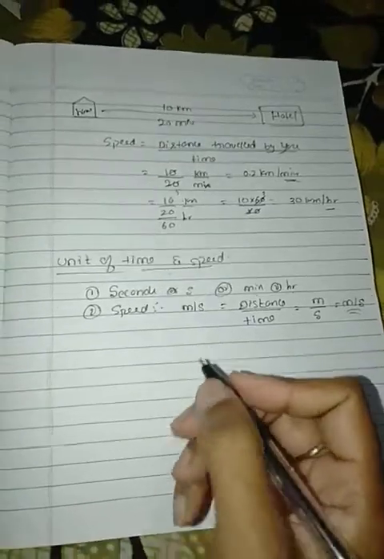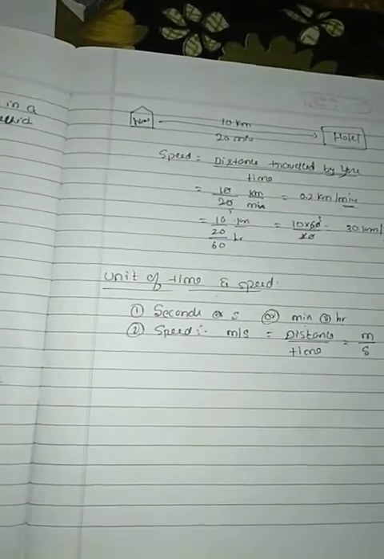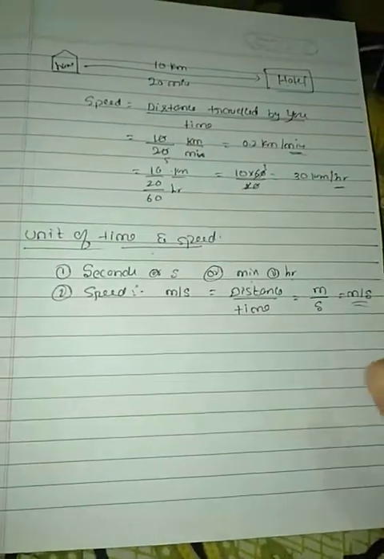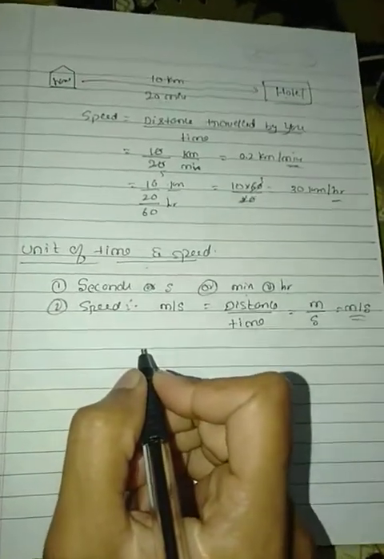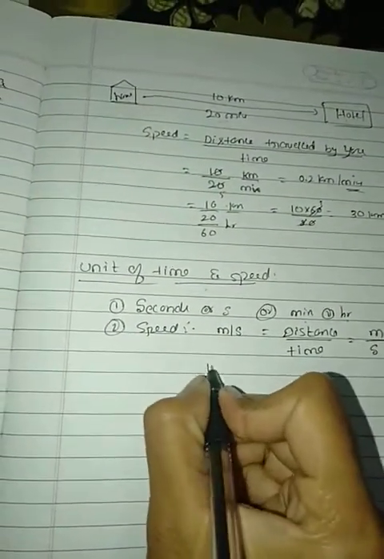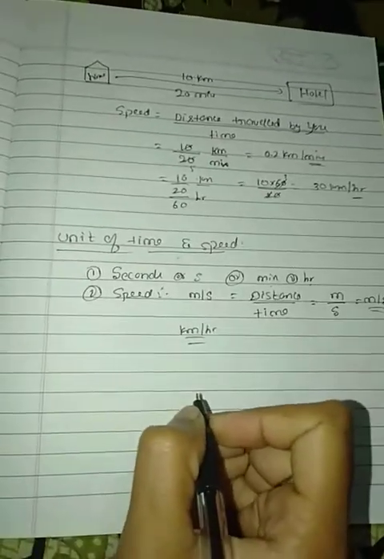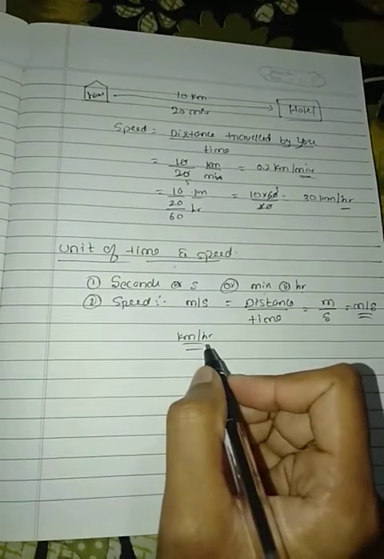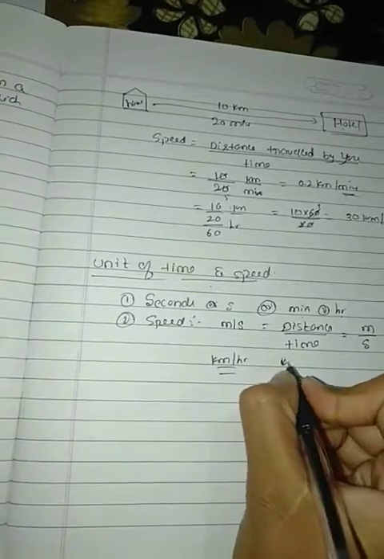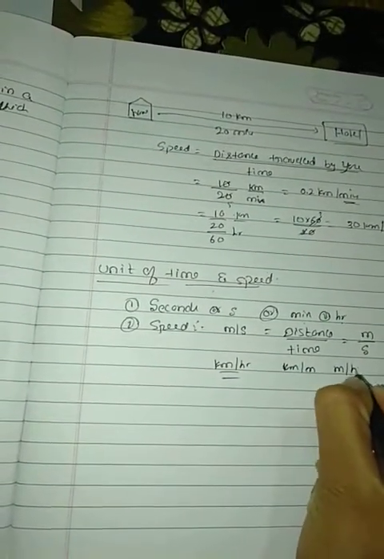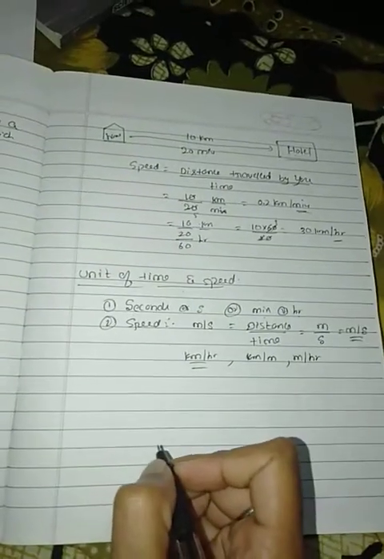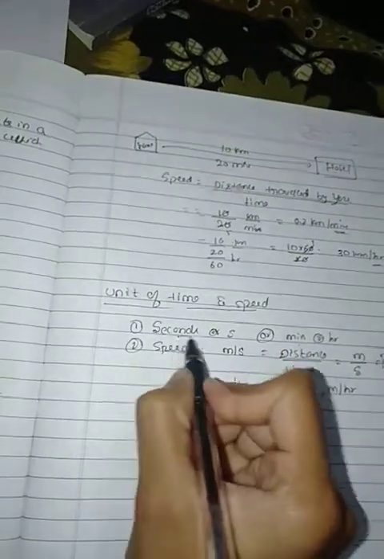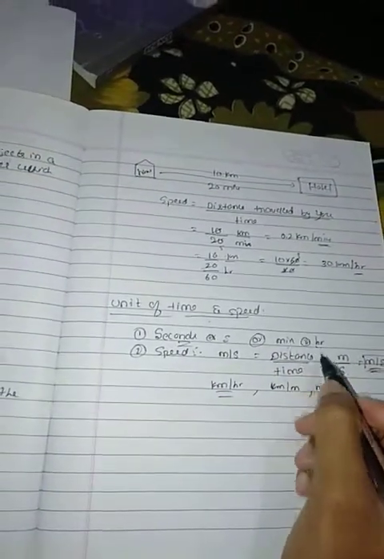For a larger unit, for example, if you covered a distance of some kilometers in 1 hour or 2 hours, the unit of speed is kilometer per hour. This is a larger unit. The smallest unit of speed is meter per second. The larger units of speed are kilometer per hour, kilometer per minute, or meter per hour. So the basic unit of speed is meter per second, and the basic unit of time is seconds. The larger units are minute and hour.